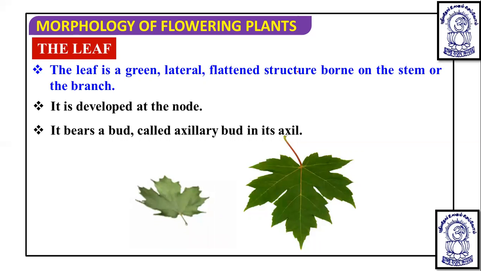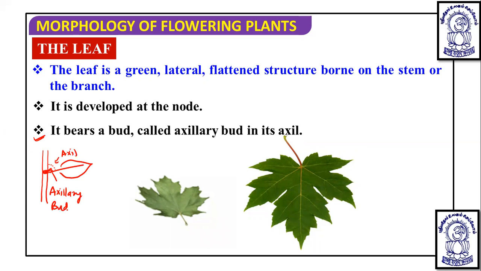Now, what does this statement say? Suppose this is a stem, and over the stem this is the node, and over the node suppose this is a leaf, then this angle is known as axil, and in this angle there is a presence of a bud, and that bud is known as axillary bud.